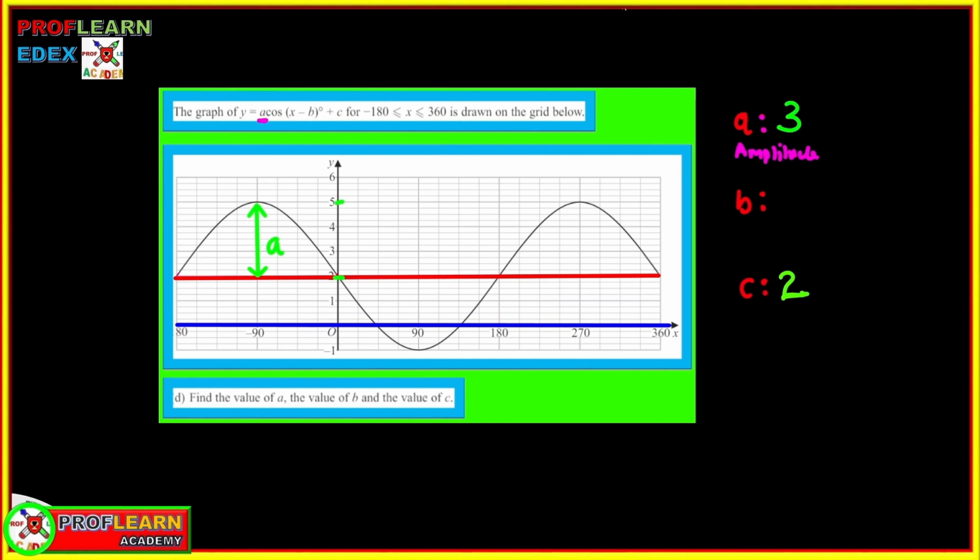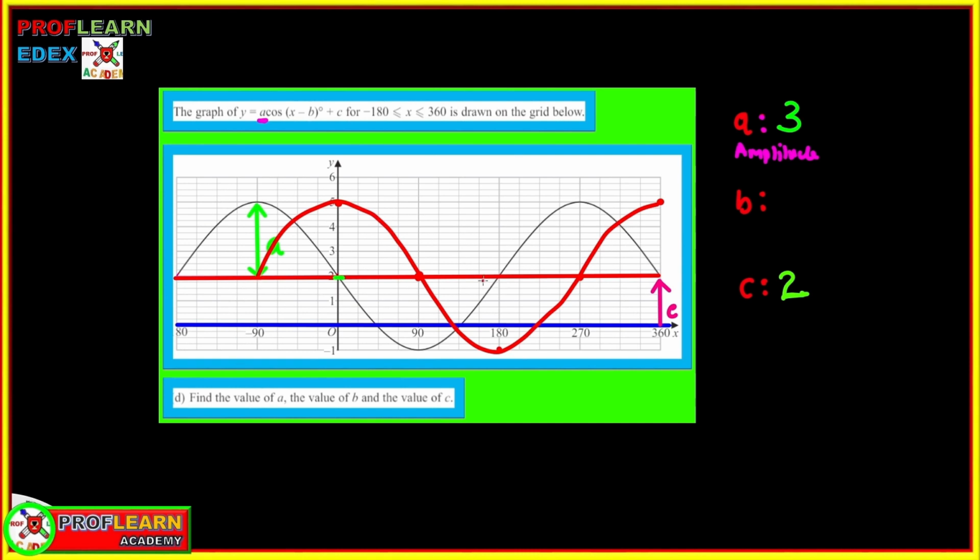Then the next part we are going to look at is the value of b. Okay, this is the value of c, we have a there, then now we need to find b. In order to find the value of b, the next thing that we need to do is to try to draw how this cosine graph would normally appear on this grid. Cosine starts from a maximum point, at 90 it is 0, then it goes down like that. So a cosine graph would have looked like this.